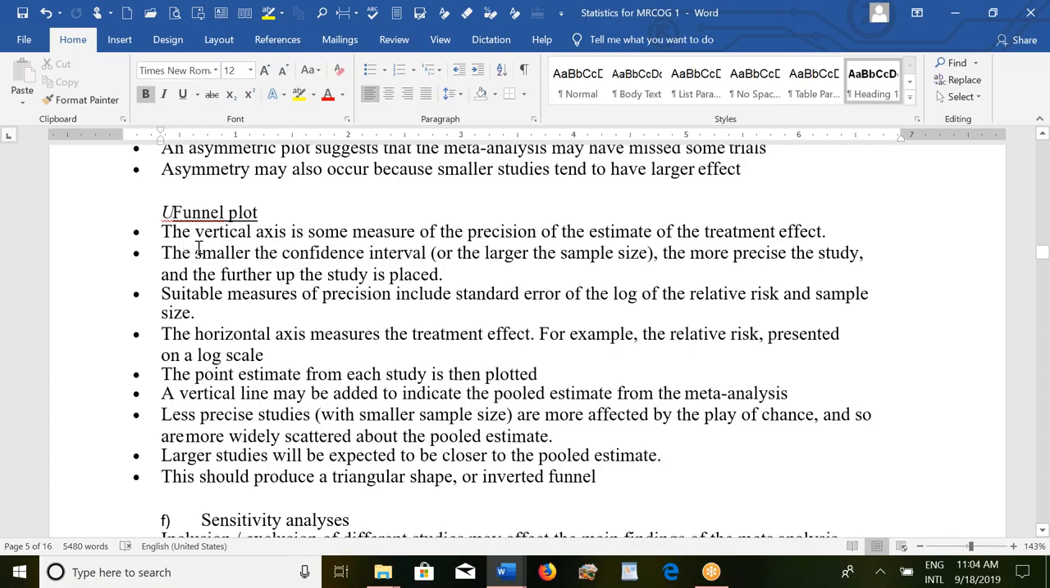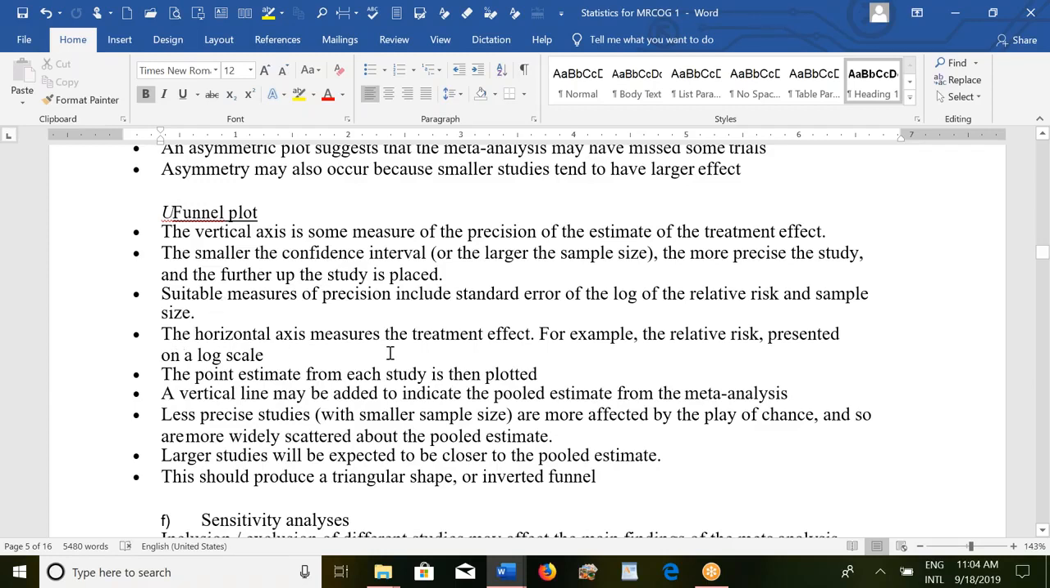In a funnel plot, the vertical axis is some measure of the precision of the estimate of the treatment effect. You should just understand the basic principle: the larger the sample size, the smaller the confidence interval, so the more precise the study. The smaller the confidence interval, the more precise the study, and the further up the study is placed. So that is more reliable. Suitable measures of precision include the standard error of the log of the relative risk and sample size.